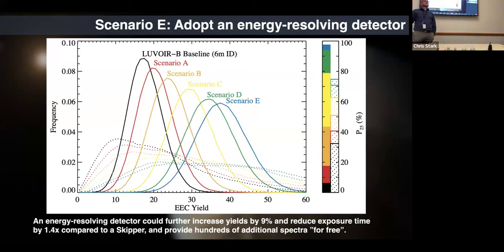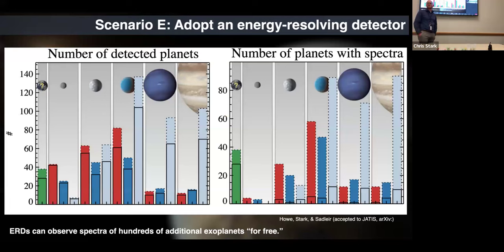Now, this looks like a small increase in yield, but a noiseless energy resolving detector gets us something else that's sort of not described here. And these are plots from Alex Howe's recent paper in JATIS that shows on the left, not only does a noiseless energy resolving detector increase your yields by about 30% compared to the LUVOIR-B baseline, but you would get spectra for hundreds of additional planets for free.